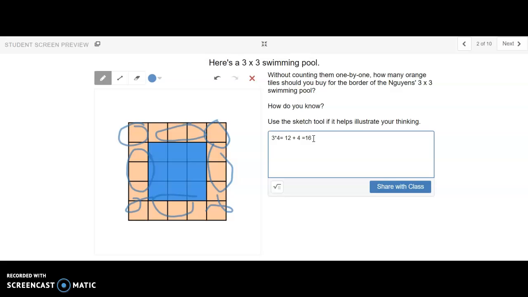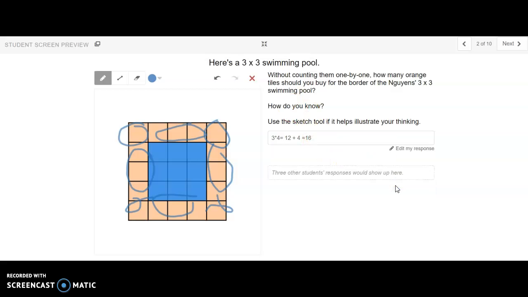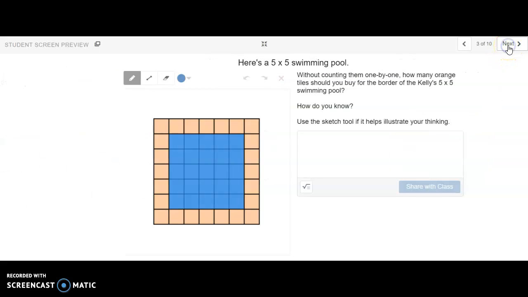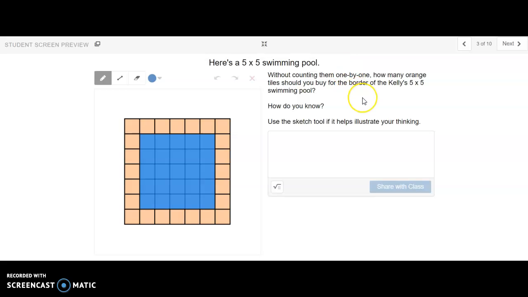And then how do I know? I could type something out such as, I know that the sides of my square are 3, and it's a 3x3, and the area would be 9, and then I need to include all 4 corners, and something like that. So once you're done typing your answer, remember you need to write words as well. Make sure you hit share with class. When you're done with that, hit the next button.